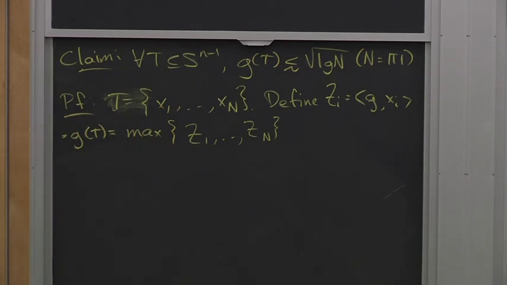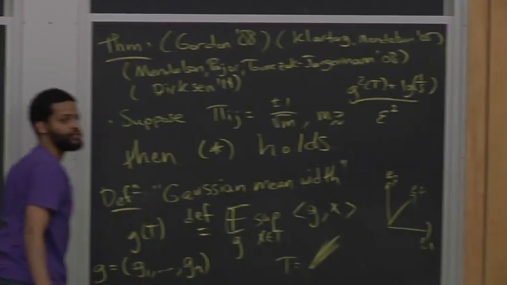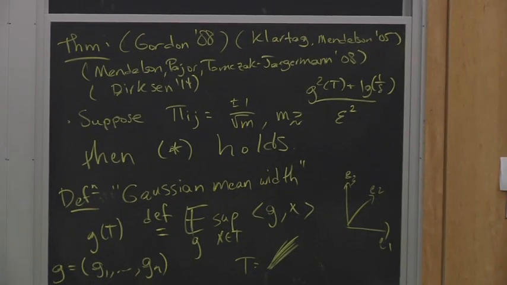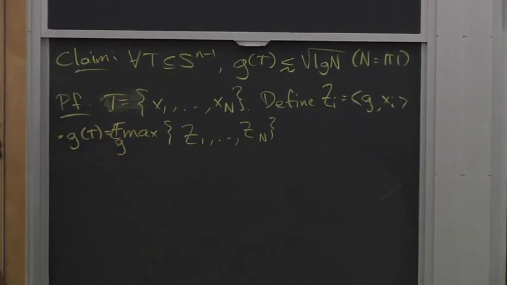Question? Apply symbol G again. Oh, G is a vector of Gaussians. So T is a subset of vectors in R^n, and G here is a vector of Gaussians, G1 up to Gn, independent Gaussians of mean 0 and variance 1. So g of T is the expectation over g of the max of these things.